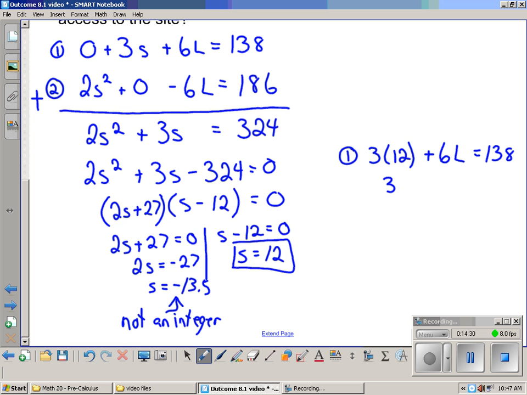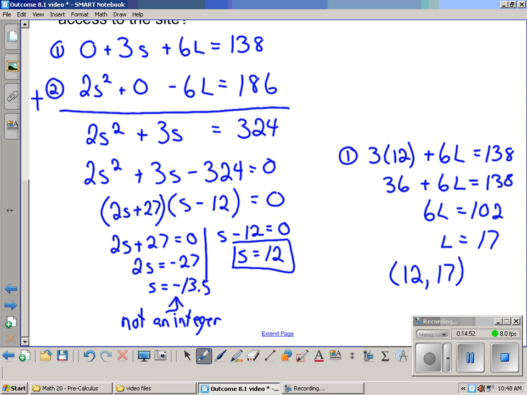3 times 12 is 36, plus 6l equals 138. Subtract 36 from both sides. 6l equals 102. Divide both sides by 6, and we end up with l being 17. And so our solution is 12 for the smaller number, 17 for our larger number.